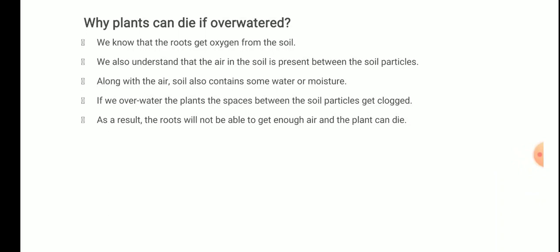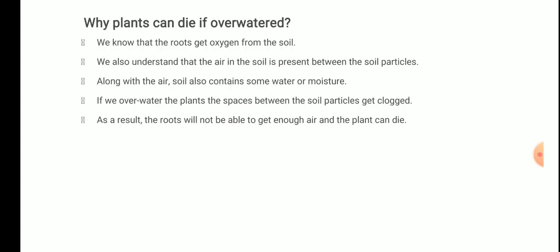If we overwater the plants, the spaces between the soil particles get clogged. Very important point. If a little amount of water is there, then it's okay, but if the amount of water is exceeded, or it is overwatered, then the water occupies the spaces between the soil particles. If the water occupies the spaces, then where will the air go? Definitely it will not have space to be, so the air goes from there. The air from those spaces escapes, and that place is taken by the water.